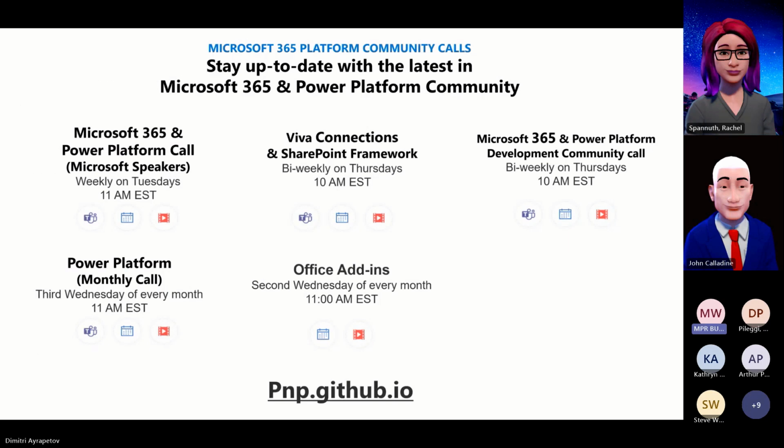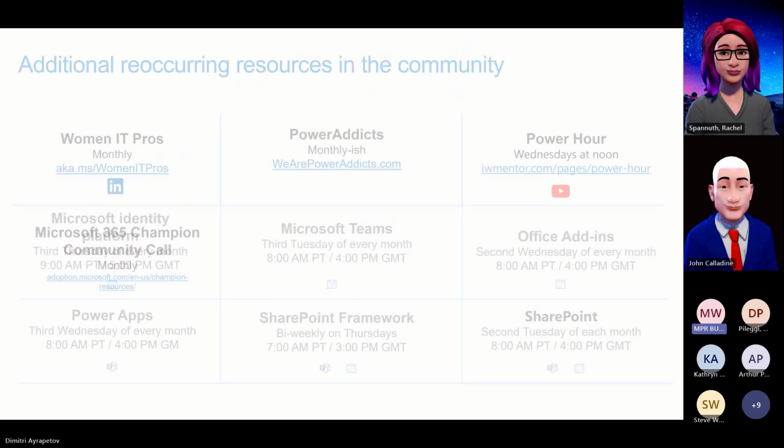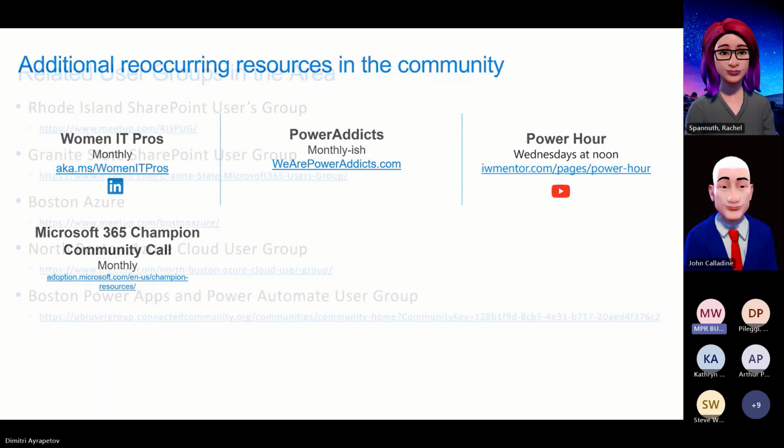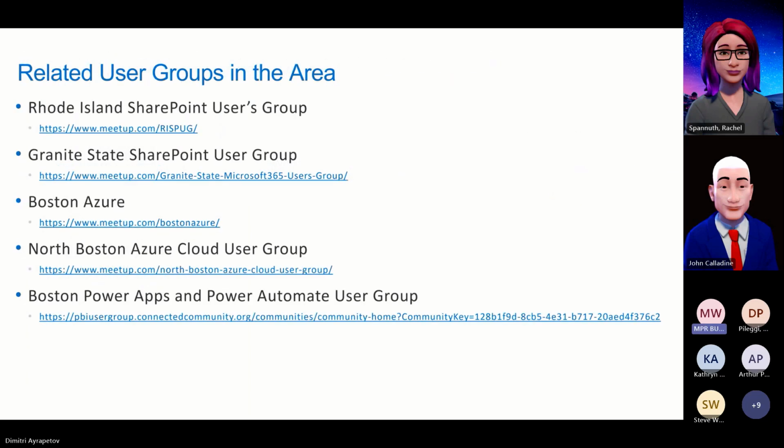So besides our in-person groups that we have here, there's also a number of things that are online. If you go to pnp.github.io, you'll get a full list of ongoing community events. A lot of these dive a little bit deeper within specific technologies. Some of these are more focused, like the Champions Call, which is more for business champions of the technology as opposed to more technical. But a lot of great things. There's nonstop information out there if you're interested in learning more.